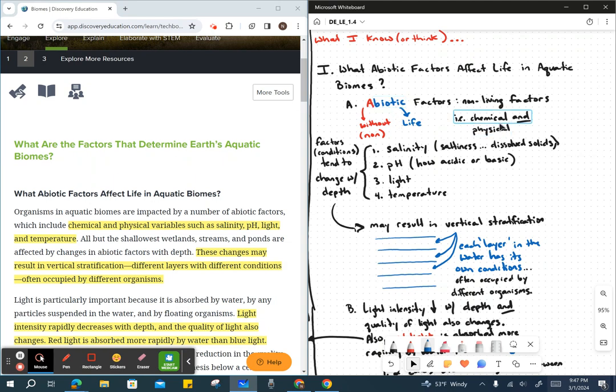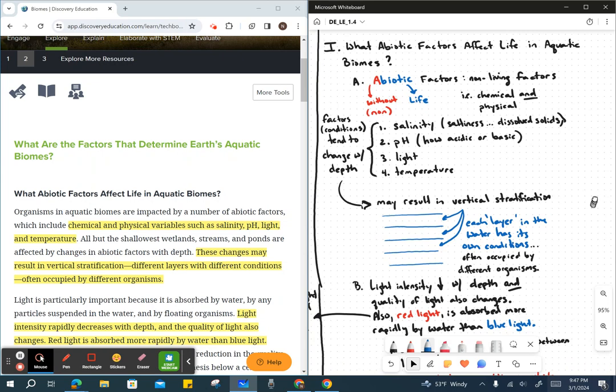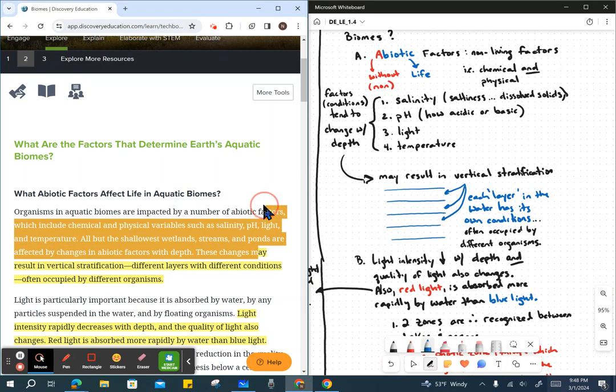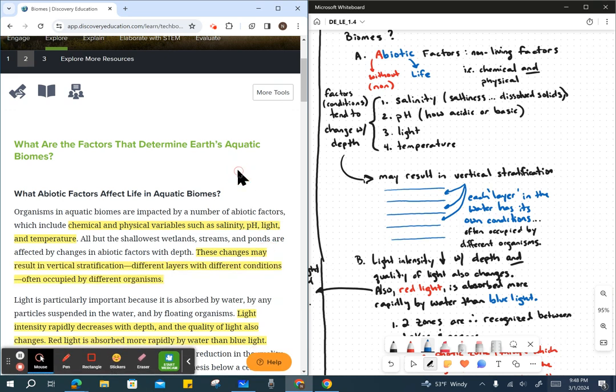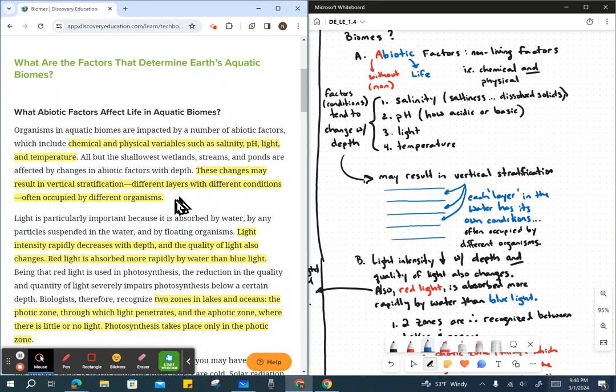In your text, it's going to focus on chemical and physical factors. If you've already done your reading, you may have noticed that they talk about these changes resulting in vertical stratification. Vertical is like up and down, so you have the surface of the ocean, and as you go deeper, you start to notice a layering effect. Maybe you've been in a swimming pool and noticed that the top of the water felt warm, but as you dove down to the deeper part, the water got colder. That's what they mean by vertical stratification.